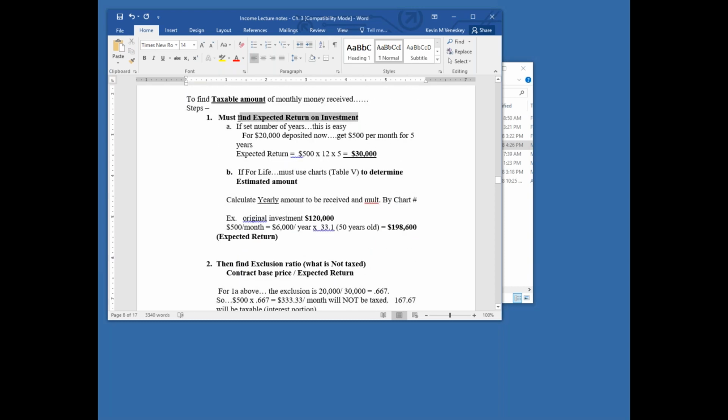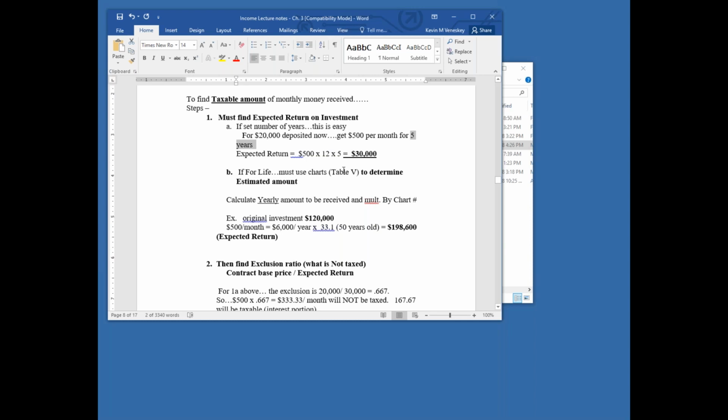All right, so the first thing we have to do is find the expected return on the investment. So in my $1,000 and $1,200 case, the $1,200 was our expected return. That was pretty easy because it was a set amount of time, in my case, just over 12 months. If it's a lifetime, it's not as easy to know the total return value. It's a guess.